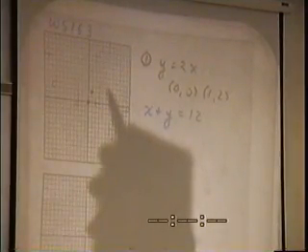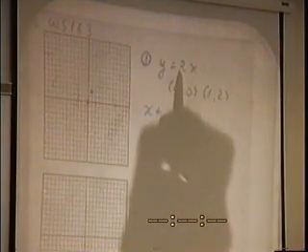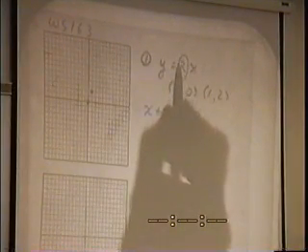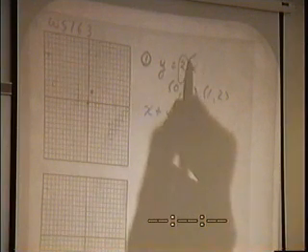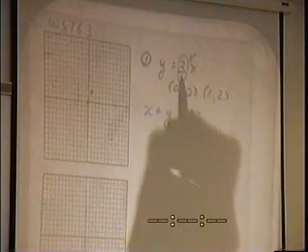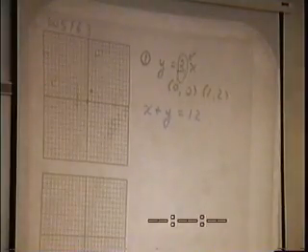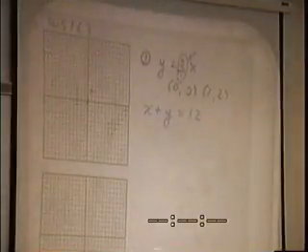I also have the option of counting my slope. Notice that my slope is the coefficient on the x. It's that number in front right here. It's called the coefficient. And it happens to be 2 over 1. Even though the 1 isn't written, it's still there. And I can count my slope.